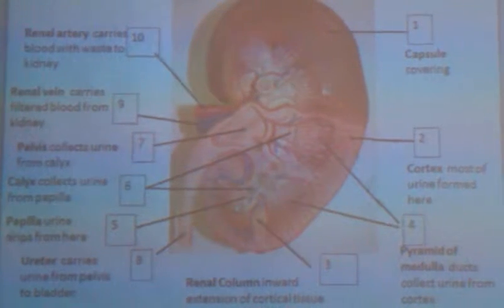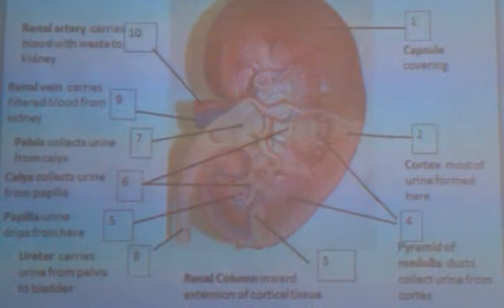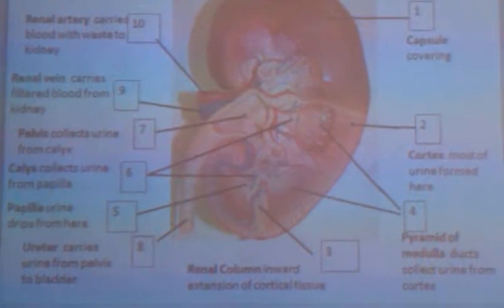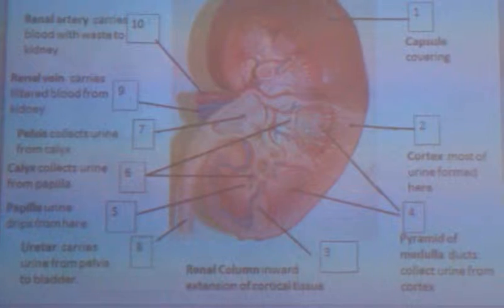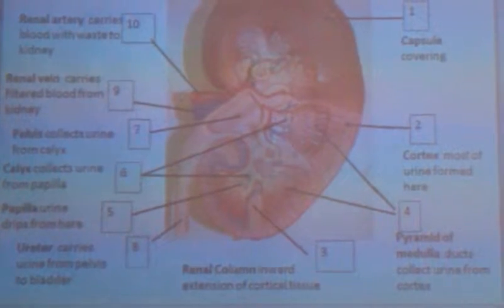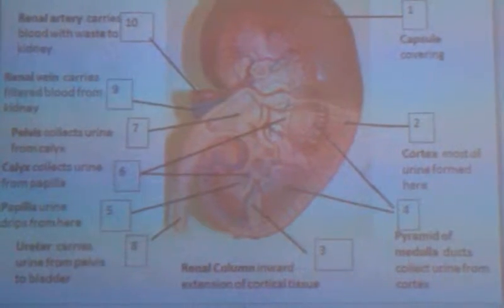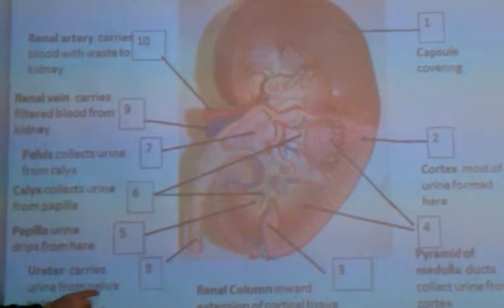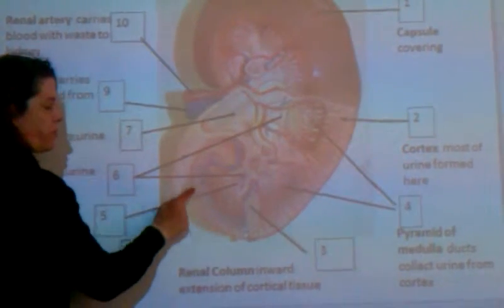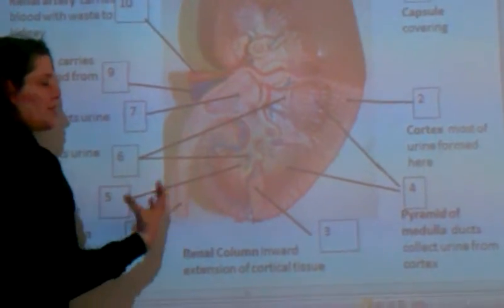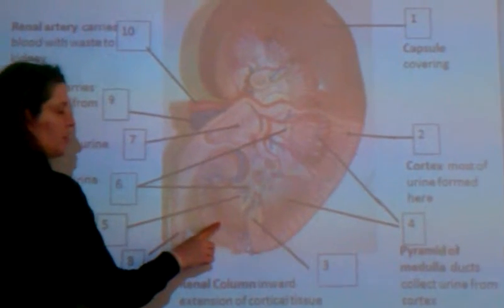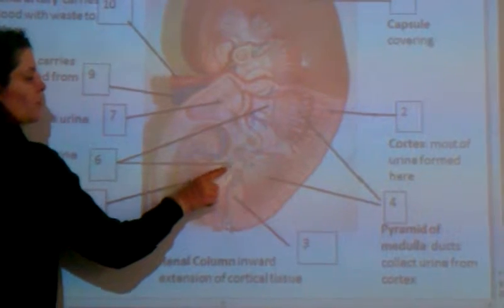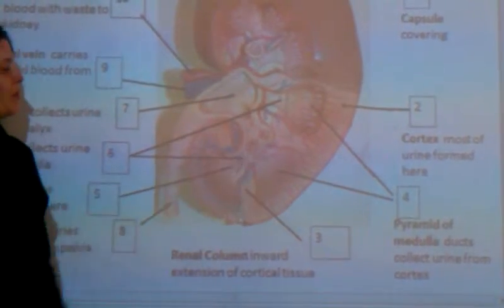These triangular structures are called pyramids, renal pyramids, okay? And these are just collections of tubes, and they carry filtered urine down to the tip of the renal pyramid. The tip of this renal pyramid is called the papilla. Okay, the renal papilla. So blood is filtered in the cortex, urine is extracted by filtration. It goes through little tubes going down our renal pyramid to the papilla, the tip of the renal pyramid.